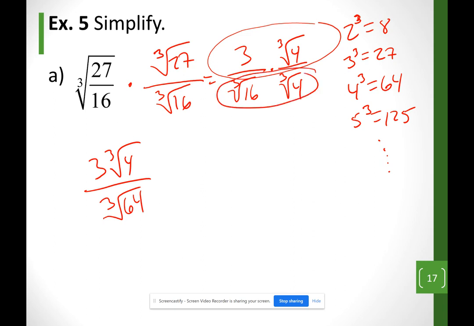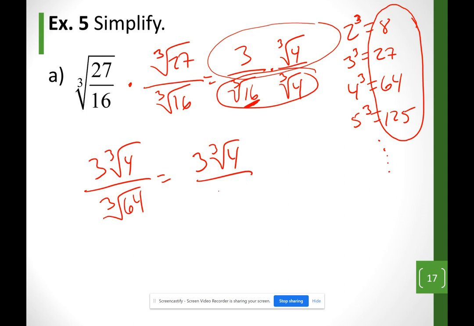The reason why I chose a 4 is I needed to multiply 16 by something such that it was going to give me one of my perfect cubes from the list. So I said, oh, 16 times 4. That's why I chose the 4. It was not just a random number. It's just that I wanted the bottom to be a perfect cube. So now I have 3 cube root of 4 on the top, and at the bottom, I have a 4. Once again, I wanted to make it a perfect cube at the bottom.